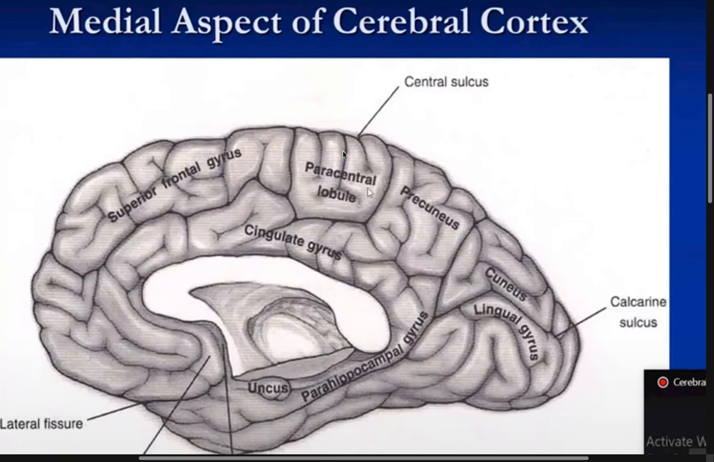Looking here, this is actually the central sulcus. Sorry, this is the central sulcus, okay? We said that anterior to the central sulcus, we have the precentral gyri.